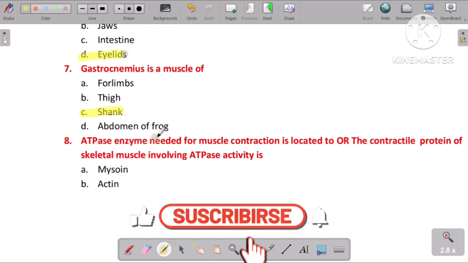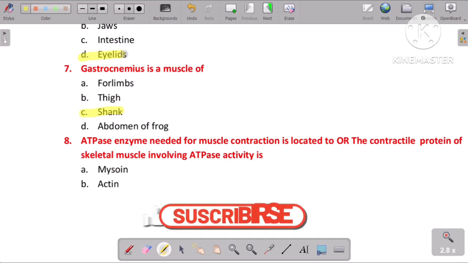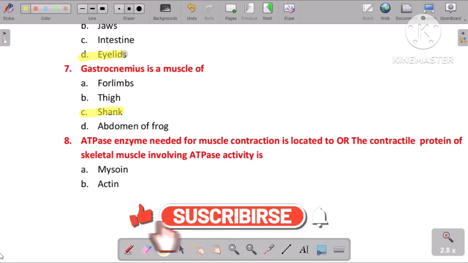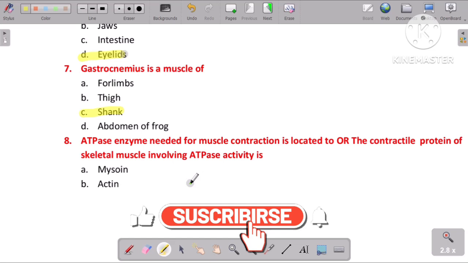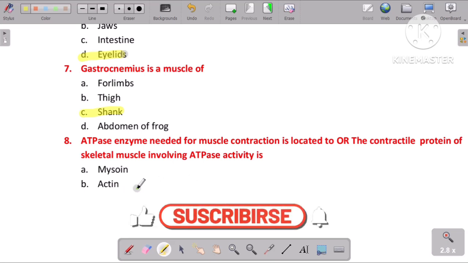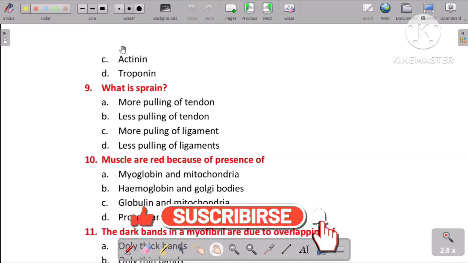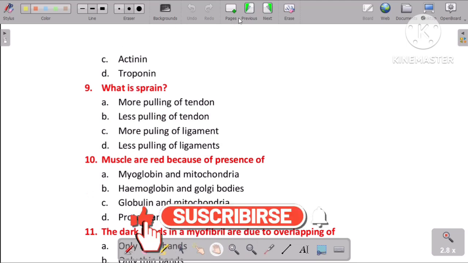Next question is ATPase enzyme needed for muscle contraction is located in, और ऐसा भी क्वेश्चन हो सकता है the contraction protein of skeletal muscle involves ATPase activity is. The options are option A myosin, option B actin, option D troponin.